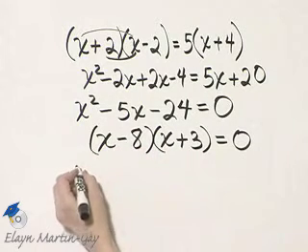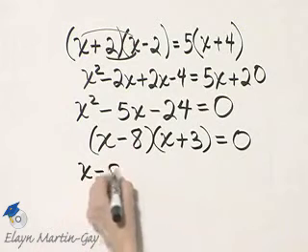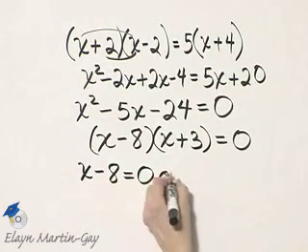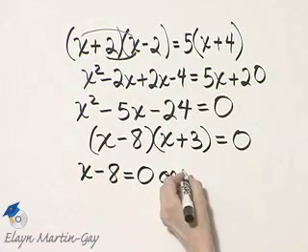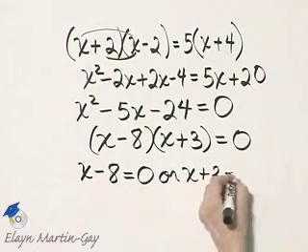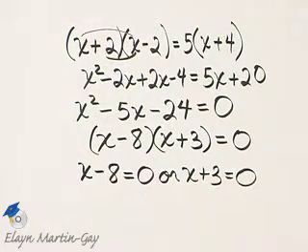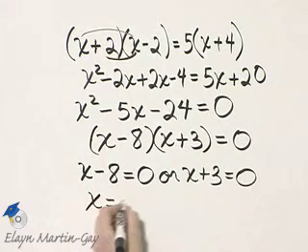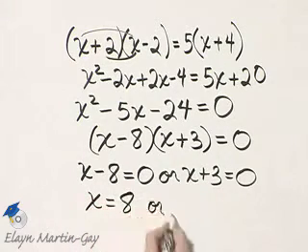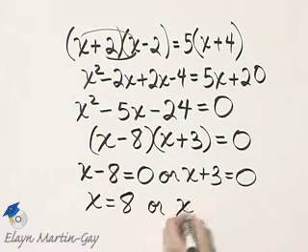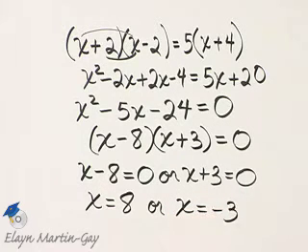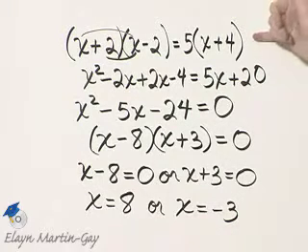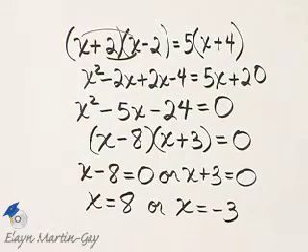Once we factored, we set each factor equal to 0. So x minus 8 equals 0, or x plus 3 is equal to 0. And we solve each of these equations. Here, I'll add 8 to both sides, and I'll have x is 8. Or here, I'll subtract 3 from both sides, and I'll have x is negative 3. I'll let you check both of these in the original equation, but they are both solutions.